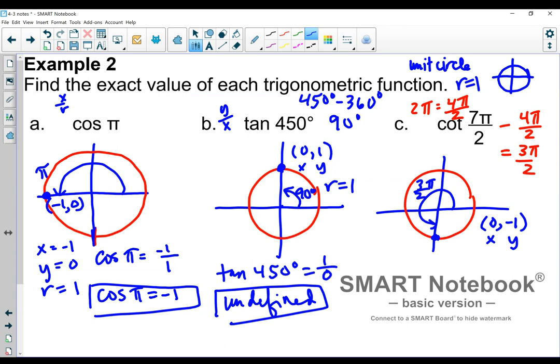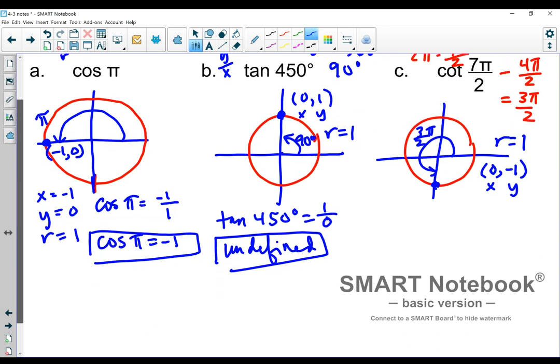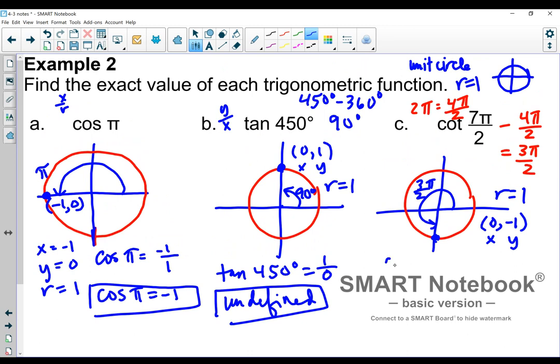So at the very minimum, I need this point. I need an ordered pair. I need your angle. That's the minimum. And my radius is always equal to 1 in the unit circle. So now I need to find the cotangent.